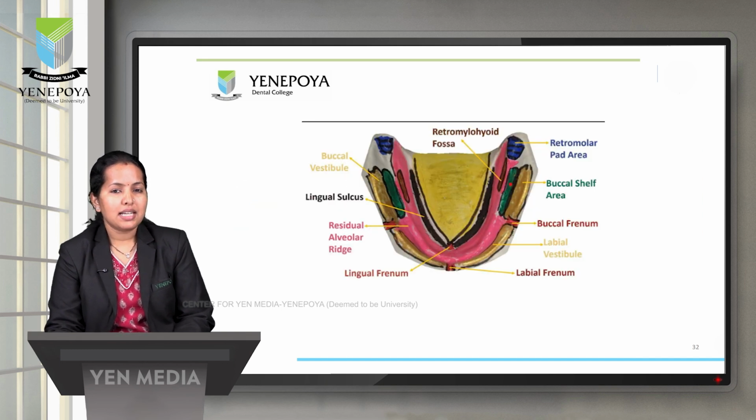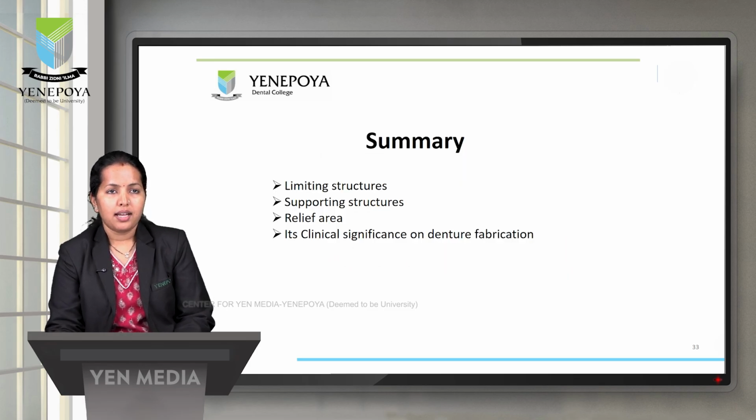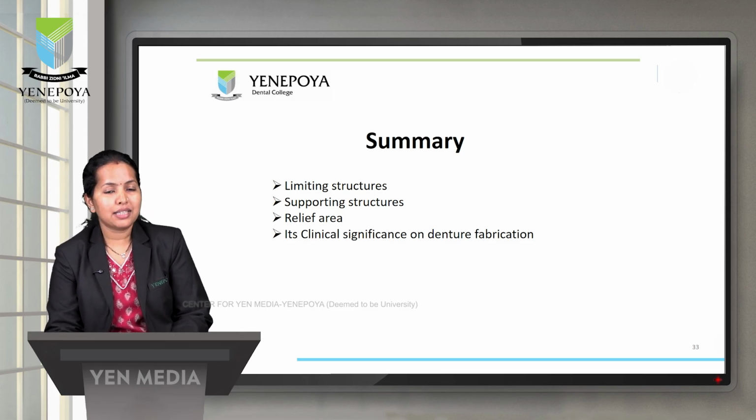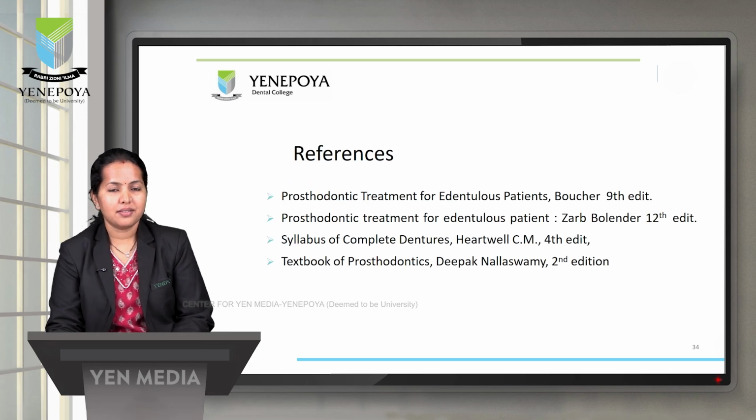So these are the anatomical landmarks of the mandible, which include limiting and supporting structures. We have covered the limiting structures of the mandible, supporting structures, relief areas and their clinical significance in denture fabrication.